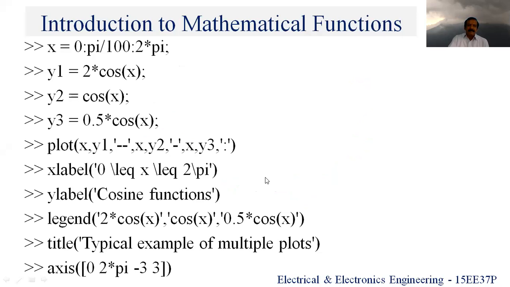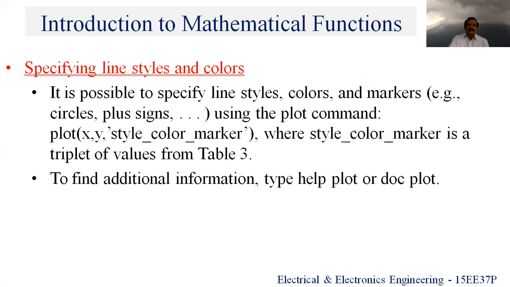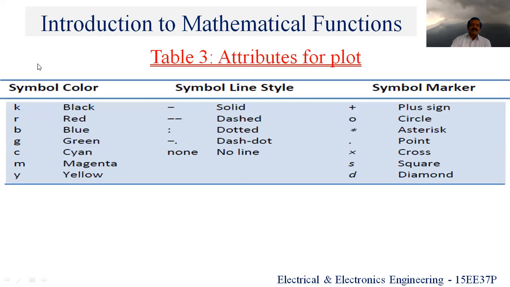So next part is, you can see here, this is the legend, this is the title, this is the y-axis label, and this is the x-axis label. Like this we have. Next it is specifying line styles. So we have different types here for the lines. So we can have a color change, as well as different types of lines here. So this can be done with this table.